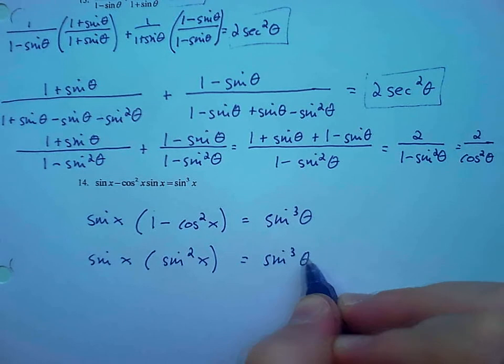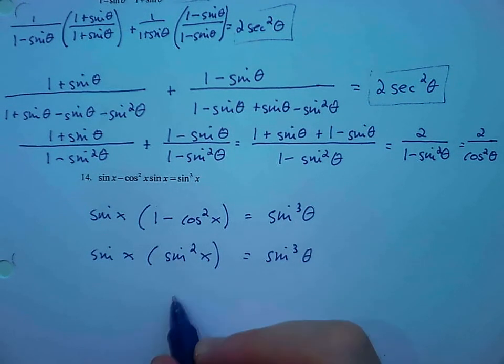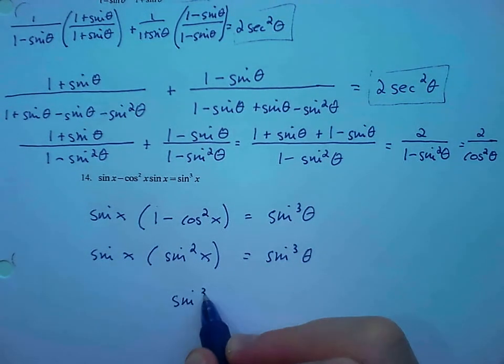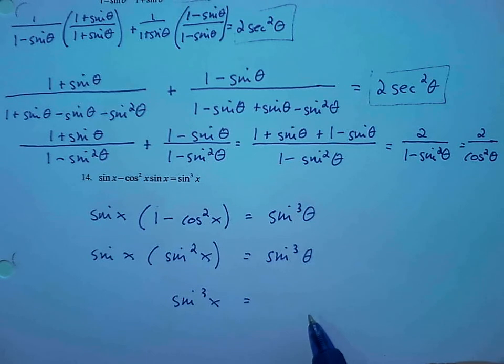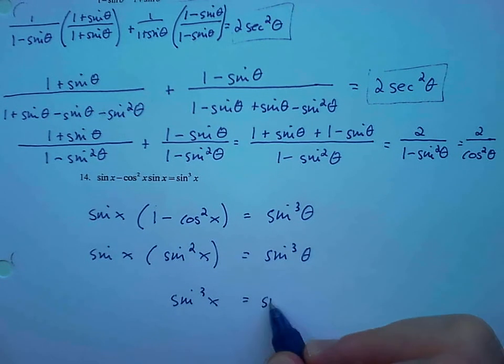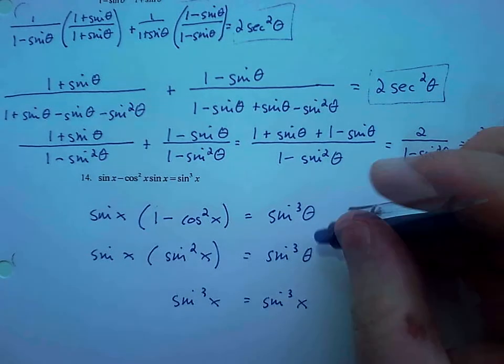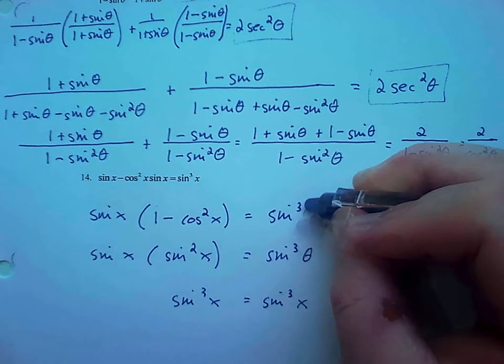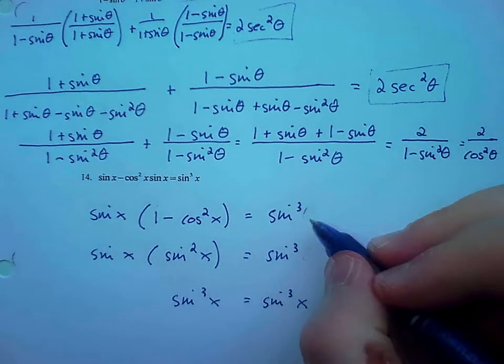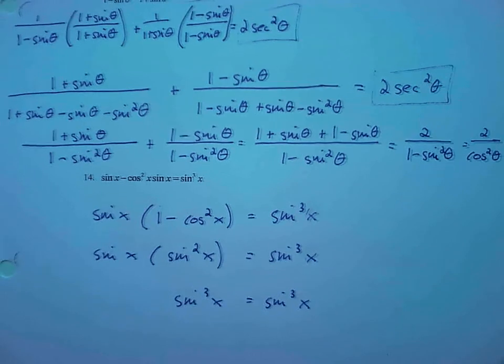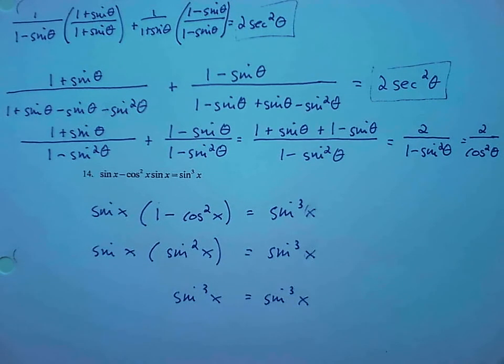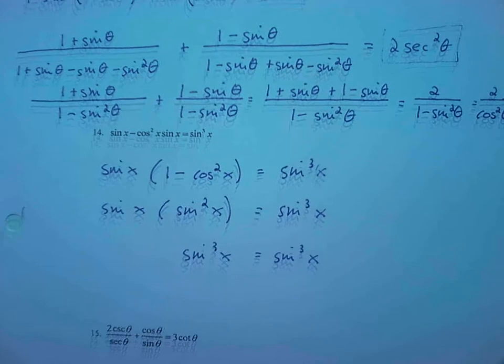And I think everybody will agree now that the left-hand side is equal to the right-hand side. And I don't know how this became a theta, because here we're just using x's. All right, that's number 14. Let's go on to number 15.